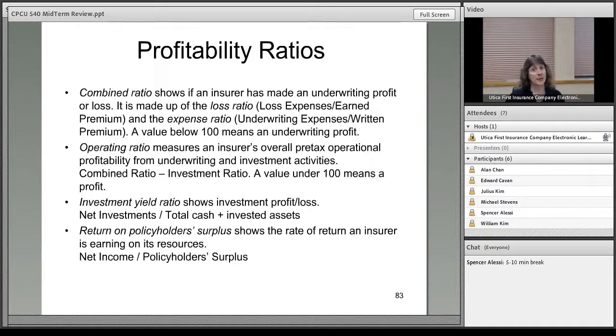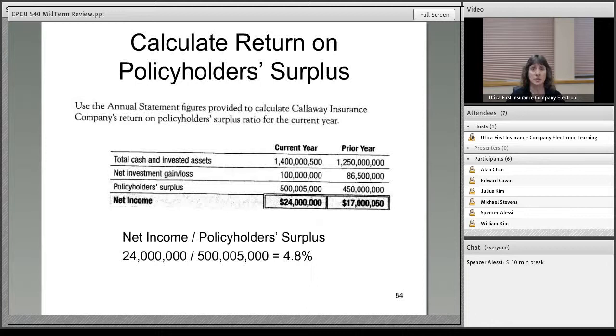We've talked about profitability ratios. I just hammered those pretty good, I think. Combined ratio. Your operating ratio takes into account investment income. And a value over 100 means profit. That means for every dollar that goes out the door, I receive $1 in. If my profitability ratios, and you do need to understand them.